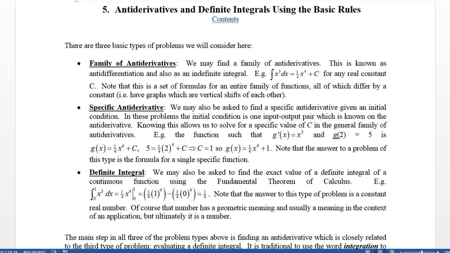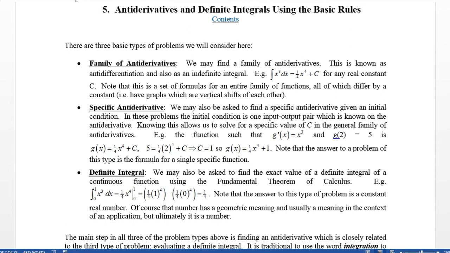We're getting ready to start looking more seriously at antiderivative and definite integral problems using these basic rules that we have just worked through in the previous video. Now basically we're going to have three types of problems that we're going to consider.